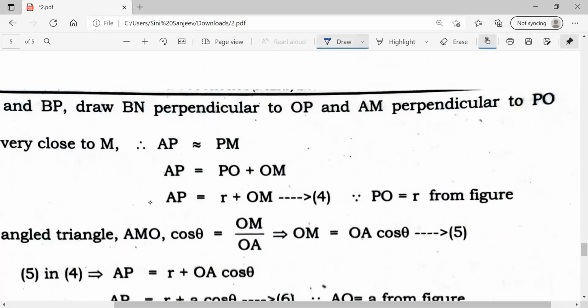So we can clearly see cos theta is equal to what? OM by OA, yes, already you have given. I think most of you have given me the answer OM by OA. Good.